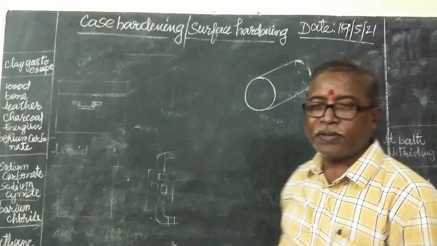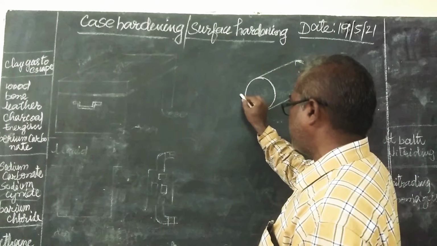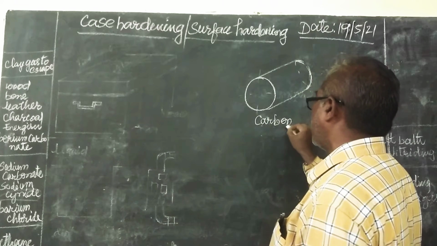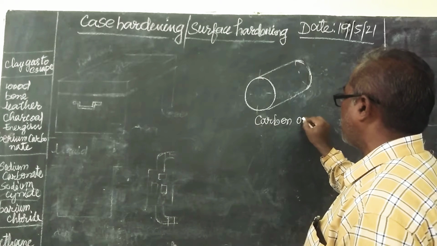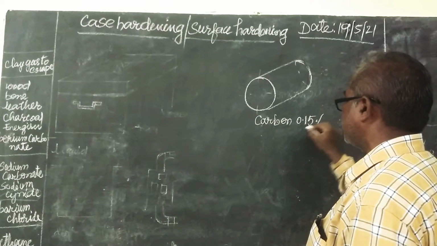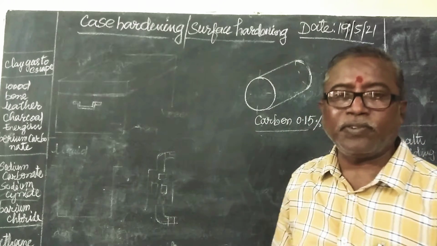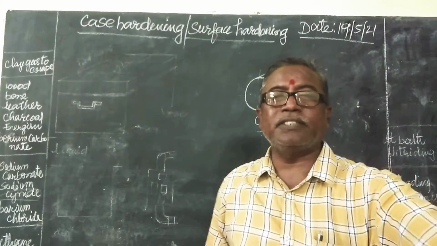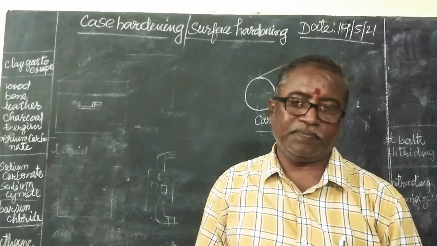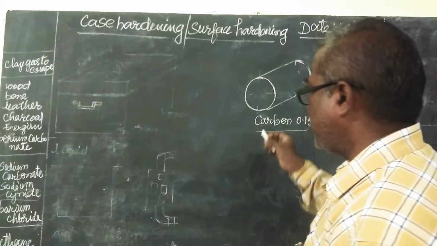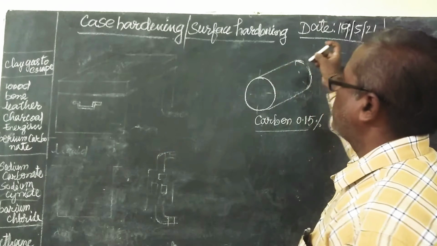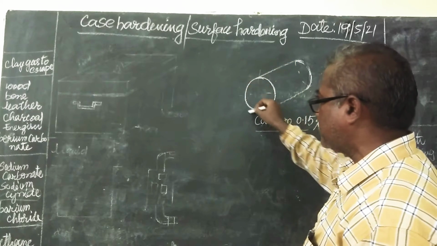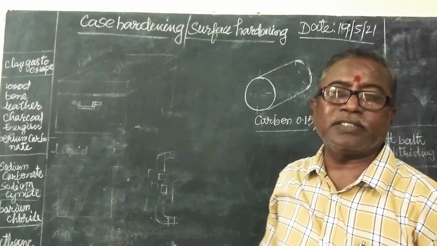For this job, the material composition is carbon percentage 0.15%. Carbon percent is very low. So when carbon is very low, it is very difficult to do hardening. That's why we have to induce or diffuse the carbon on the outer surface of the metal to get it hard.